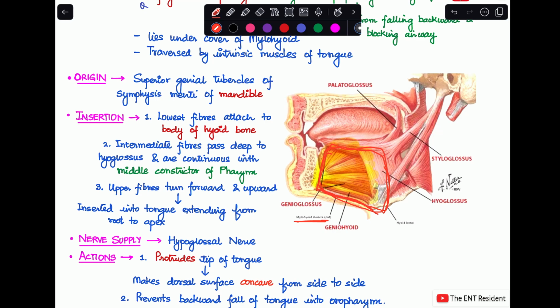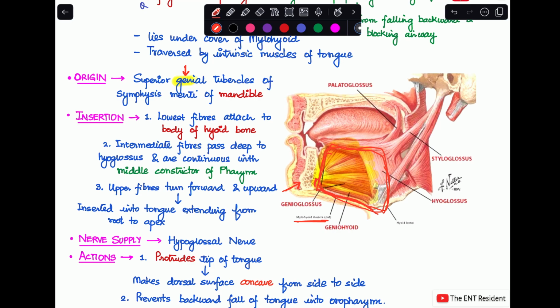Now we'll talk about the origin of the genioglossus muscle. Remember the word genio. You can see over here that it originates from the superior genial tubercle of the symphysis menti of the mandible. So in the picture over here, this is the symphysis menti of the mandible, and it will have a superior genial tubercle from which the genioglossus muscle takes origin. Hence the word genioglossus, because it takes origin from the genial tubercle of the mandible.